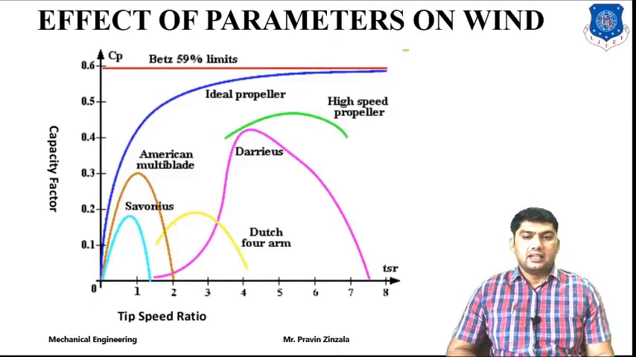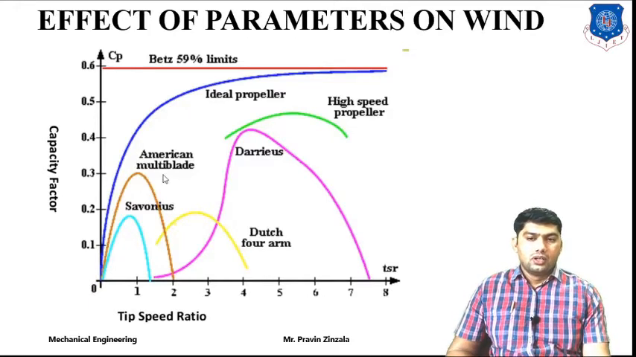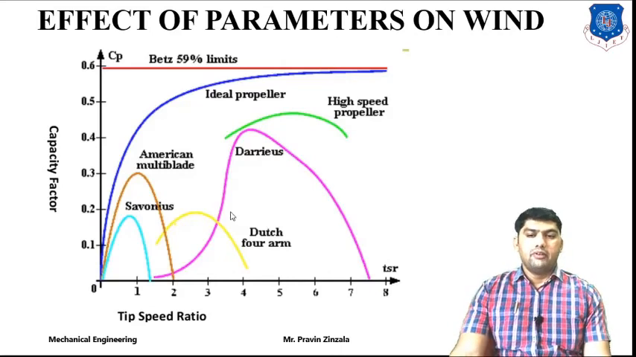So this is the performance curve of different types of windmill and wind turbine rotor, for horizontal and vertical axis wind turbines. Nowadays, in practice, we utilize the high speed propeller type for the maximum capacity factor and high tip speed ratio. So we get the maximum efficiency by using the propeller type wind turbine.